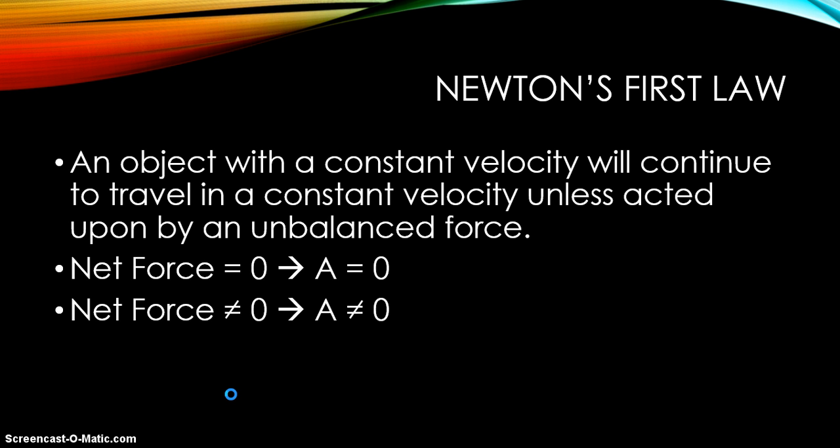But then when there's another force, let's say my hand, and my hand pushes the table over, the net force is no longer zero. And because it moved over, that would mean that it's no longer constant velocity, and the acceleration is no longer zero. The table would then have acceleration.